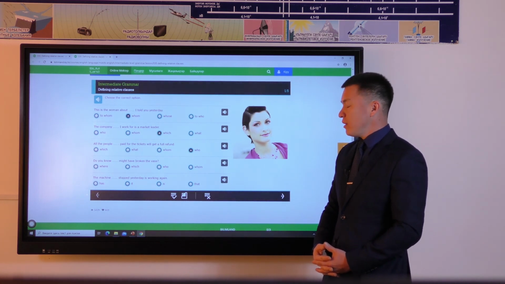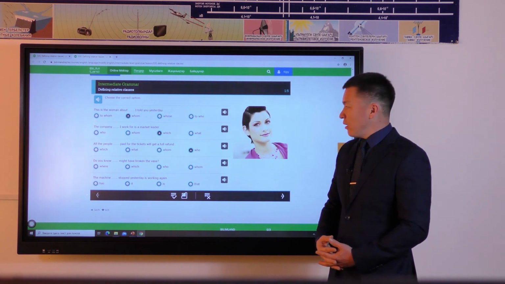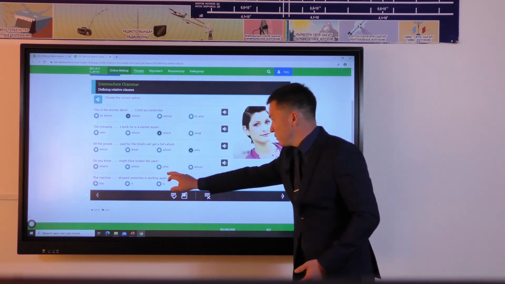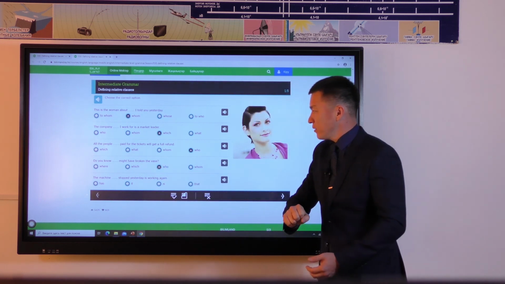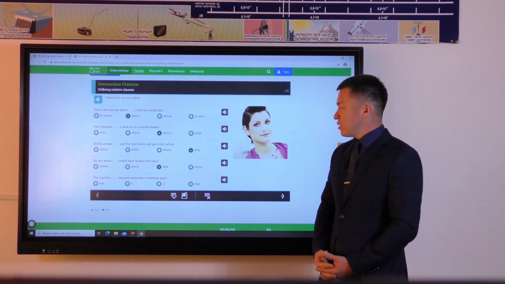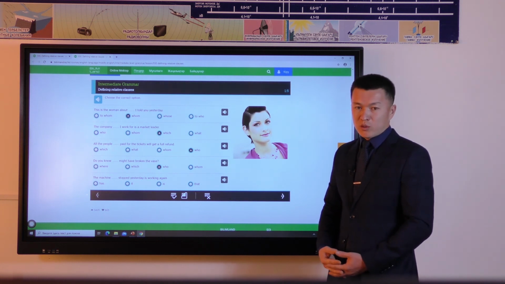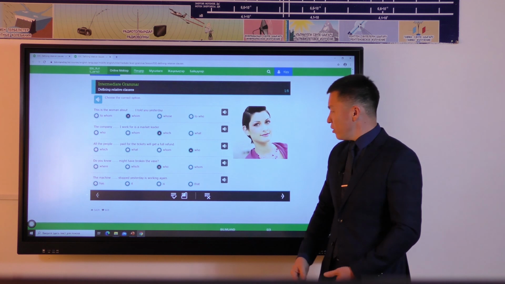And the next sentence is, do you know who might have broken the vase? So the person asks about someone who might have broken the vase. Right. And the machine that stopped yesterday is working again. As the machine is a thing, that's why we have to choose the universal word that.